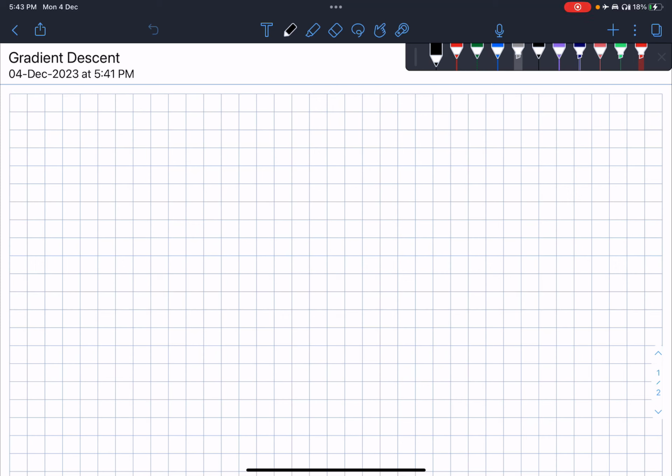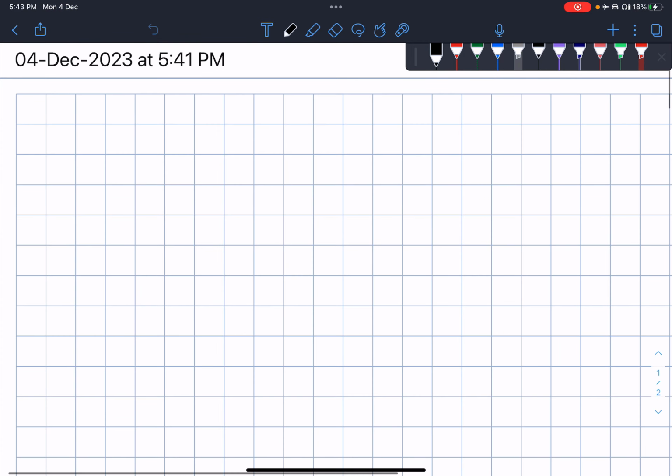Welcome to the lecture on gradient descent. We'll learn what gradient descent actually is and why we use it. We have talked earlier about linear regression, in which we have an equation, a function, which was a hypothesis function.